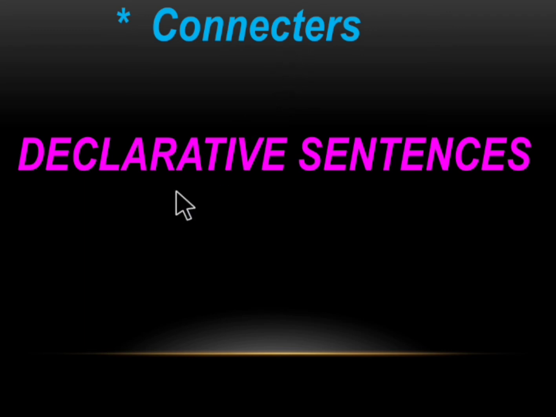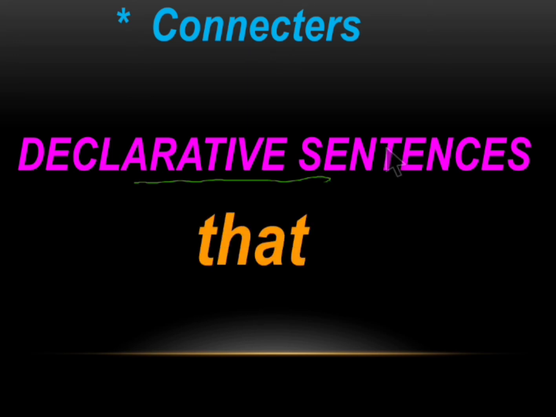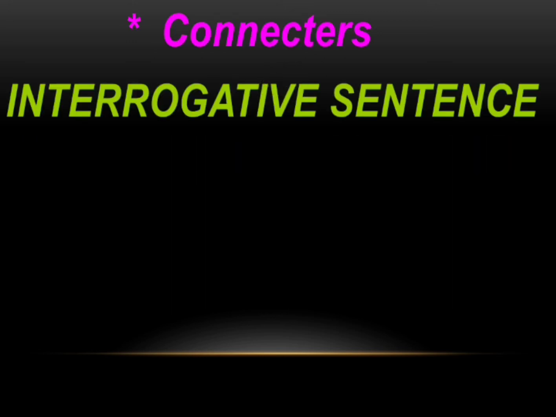If the reported part, that is, the part of the sentence which is within the inverted commas, is a declarative sentence, the connector that we use is that. For declarative sentence, we use that. If the reported part is an interrogative sentence, we have two types of interrogative sentence. One is the WH questions and the other one is yes or no type of questions. So we have two types of interrogatives.